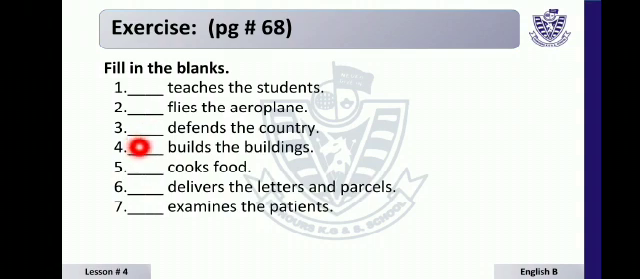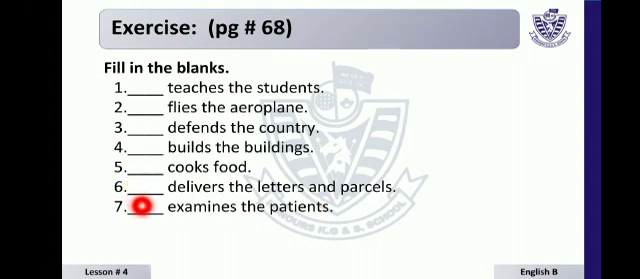Next one is dash builds the building. We know that mason builds the building. So we will write here mason. Next one is dash cooks food. We know that cook cooks food. So we will write here cook. Next one is dash delivers the letters and parcels. We know that postman delivers the letters and parcels. So we will write here postman.